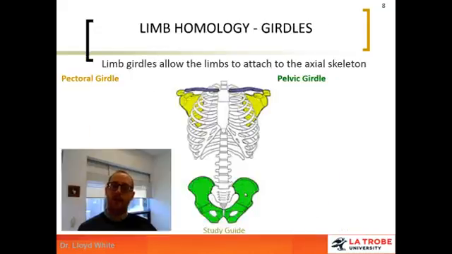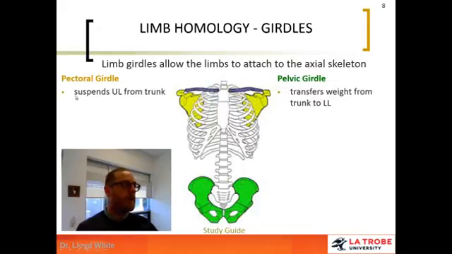Now let's look at our girdles in a little bit more detail. So as I've mentioned, they are what are attaching the limbs to the axial skeleton or to the trunk. In yellow and blue here we have the pectoral girdle, and in green we have the pelvic girdle. Now, the pectoral girdle's role is to suspend the upper limb from the trunk, whereas the pelvic girdle's responsibility is to transfer weight to the lower limbs, and so it has to be much more robust because it is dealing with much more force.